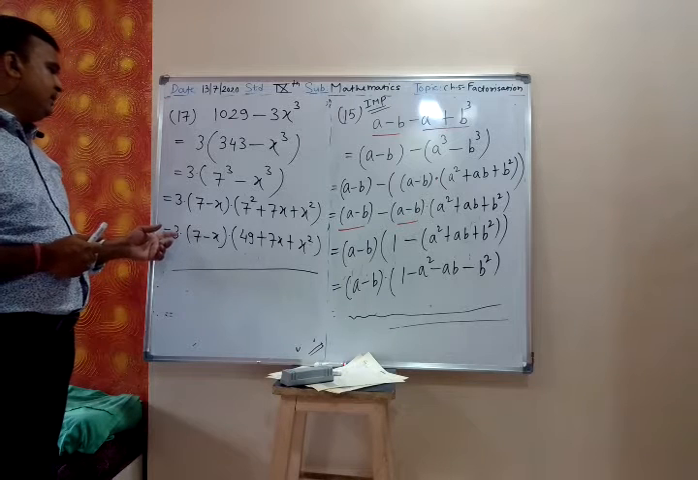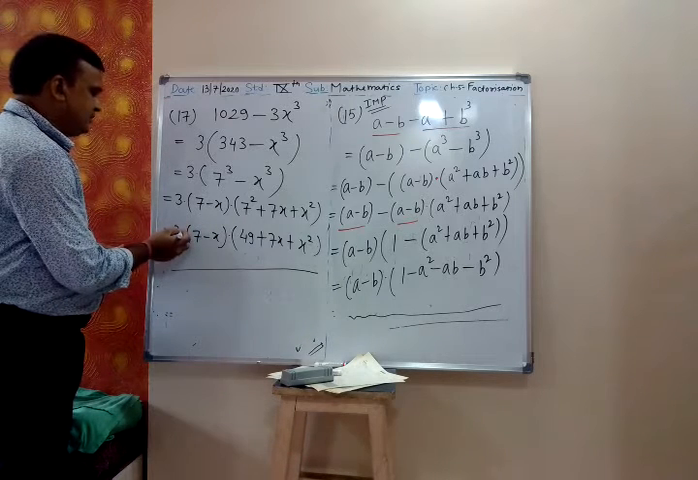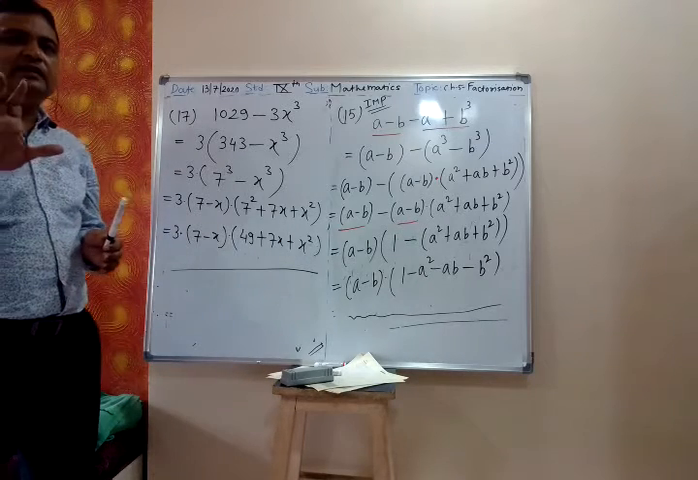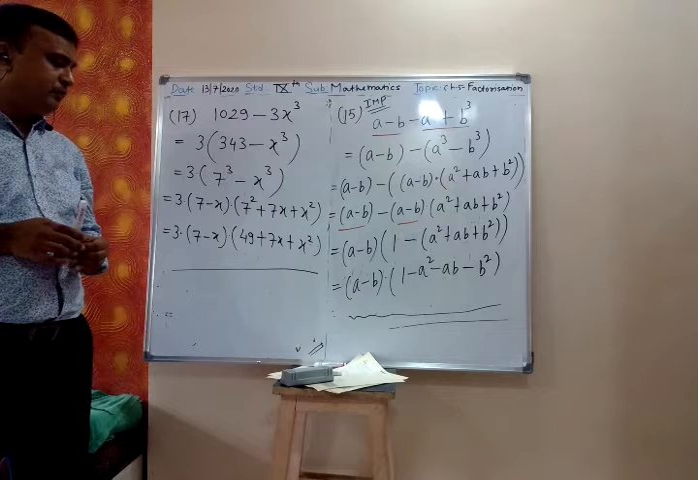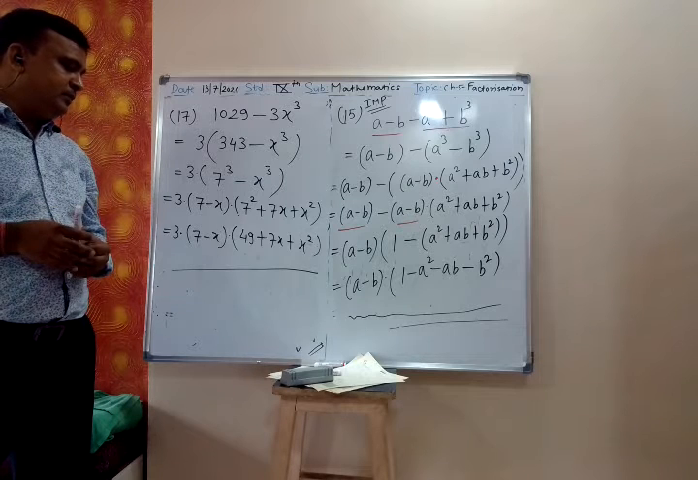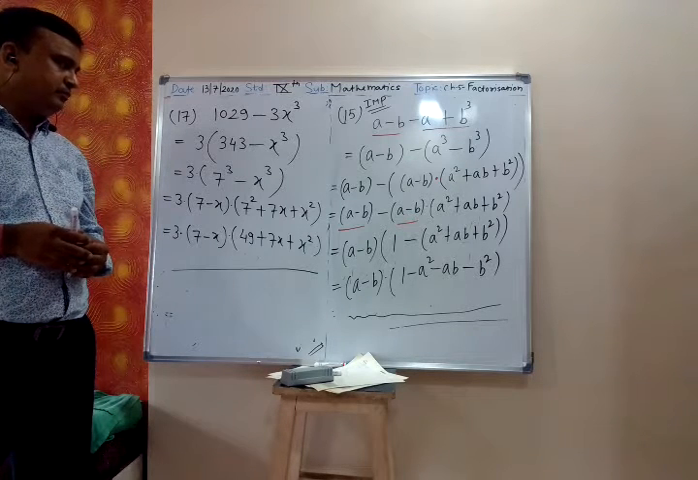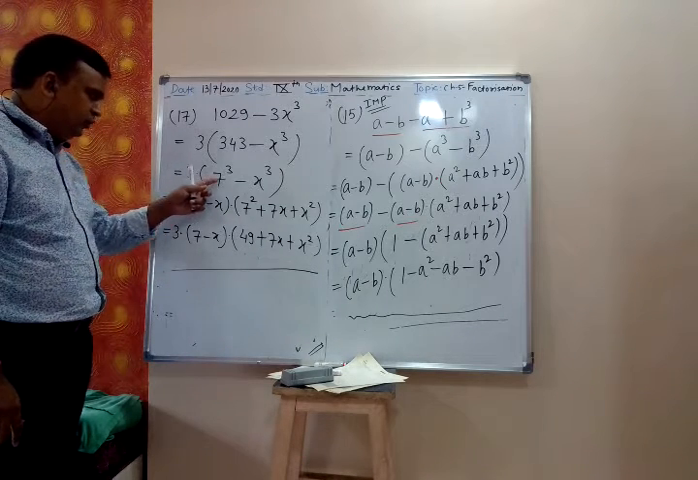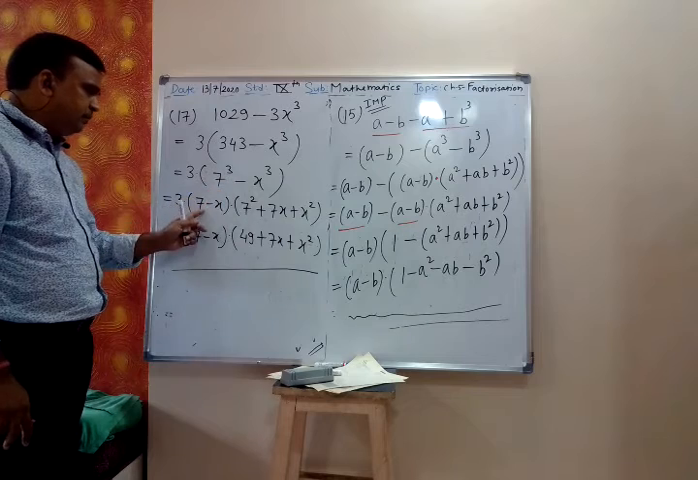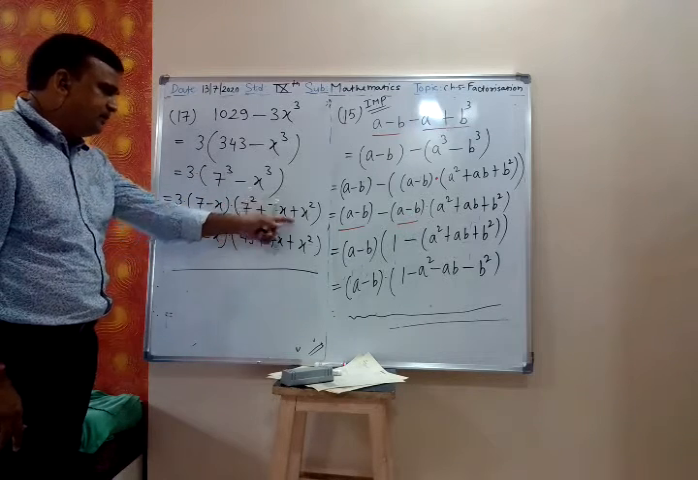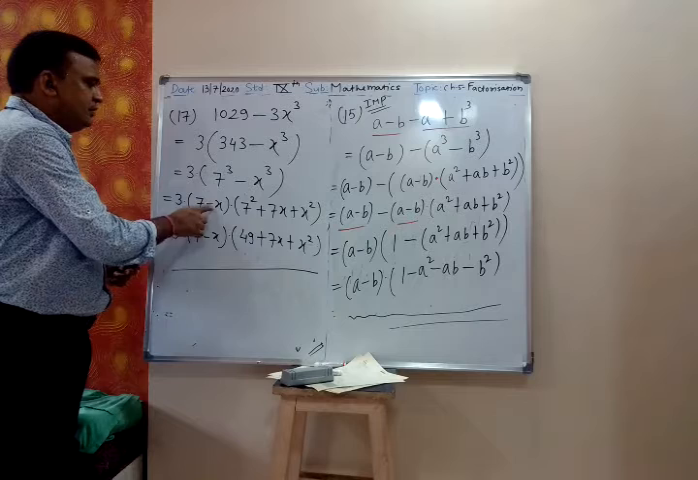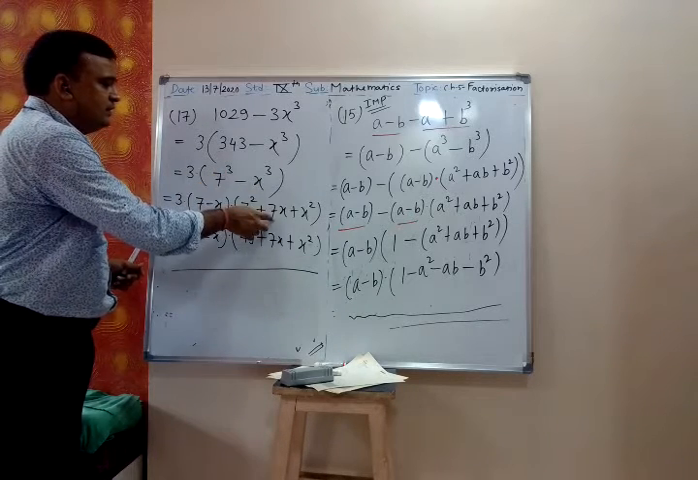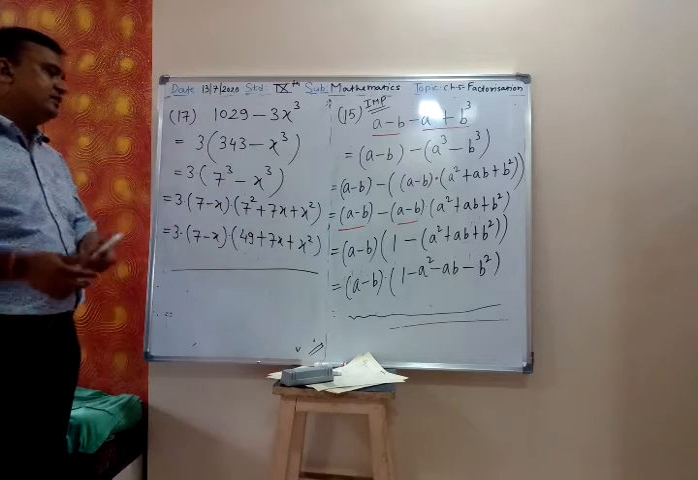Why do you multiply by 3? Already it is there in the factor. It is multiplication, so 3 into. I have told you in factorization. So you try the remaining problems which I had given as homework. Second last step, a cube minus b cube is a minus b into a square plus ab plus b square. So 7 minus x into 7 square plus 7 into x plus x square. This is the answer.